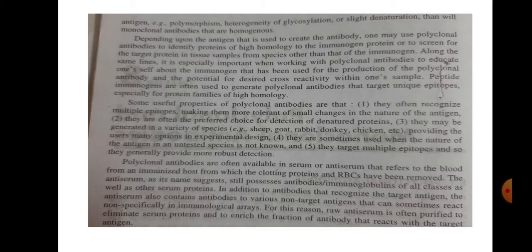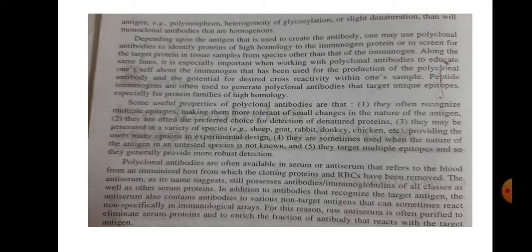Depending upon the antigen that is used to create the antibody, one may use polyclonal antibodies to identify proteins of high homology to the immunogen protein or to screen for the target protein in tissue samples from species other than that of the immunogen. Along the same lines, it is especially important when working with polyclonal antibodies to educate oneself about the immunogen that has been used for the production of the polyclonal antibodies and the potential for desired cross reactivity within one sample.